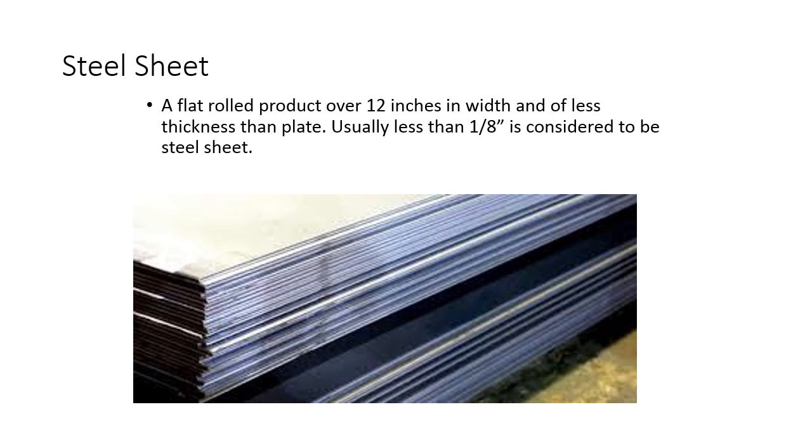Steel sheet, a flat rolled product over 12 inches in width and of less thickness than a plate, usually less than 1/8 of an inch, is considered to be steel sheet. So you could call it that 1/8, quarter inch range. It's kind of a gray zone, but generally anything less than 1/8 is considered to be steel sheet. When you're welding to AWS D1.1, anything less than 1/8 goes into D1.3, which is structural sheet steel. So that's kind of where my version of the cutoff comes across, at 1/8 of an inch.